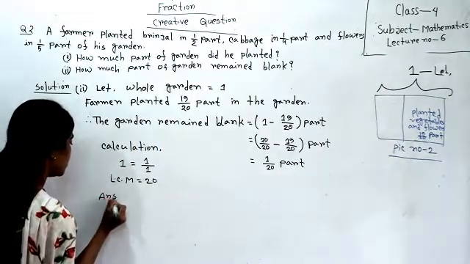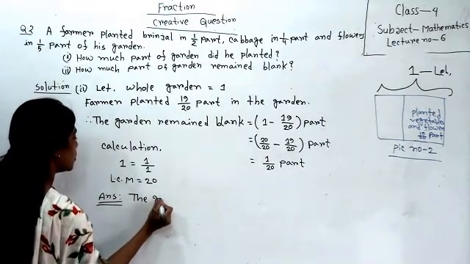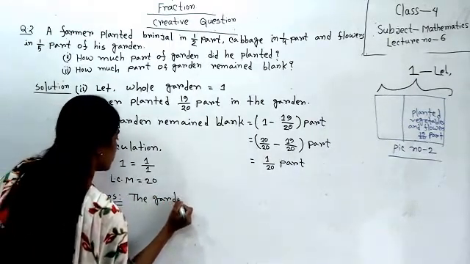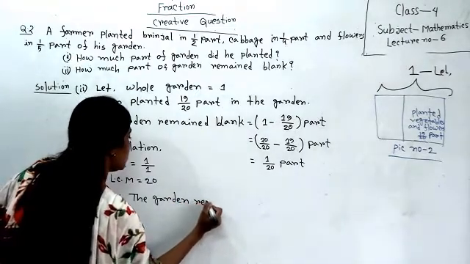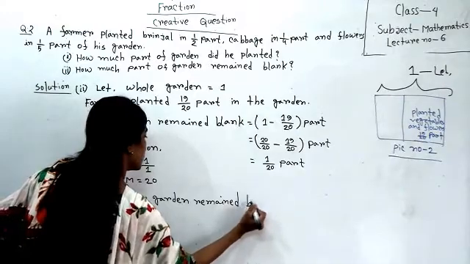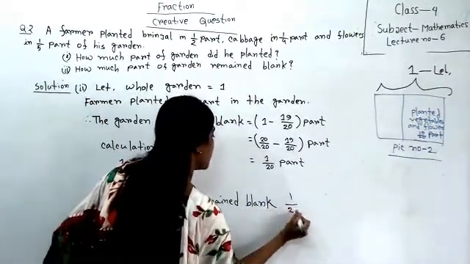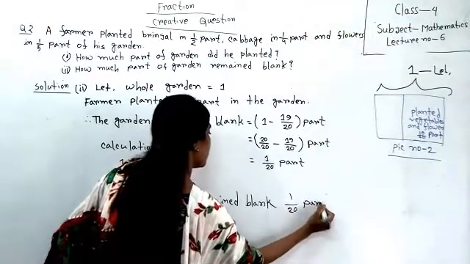Answer is: the garden remained blank 1 divided by 20 part.